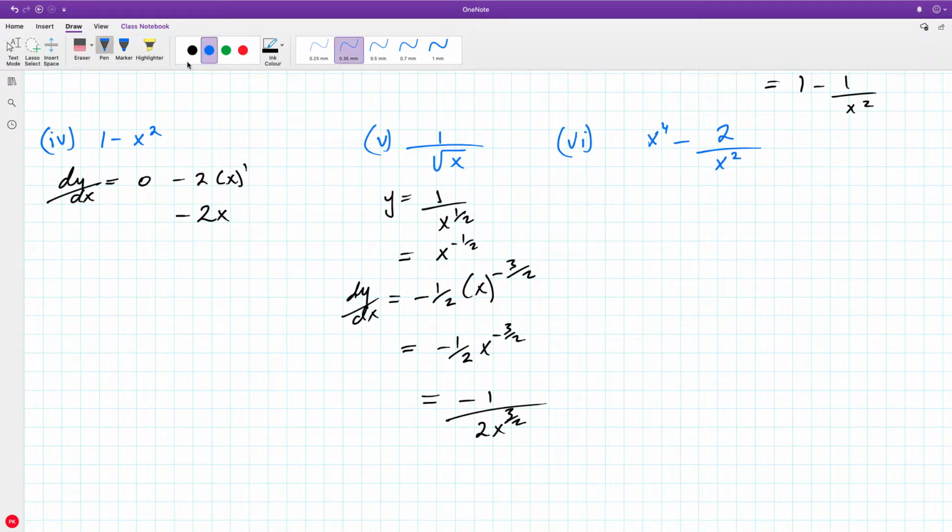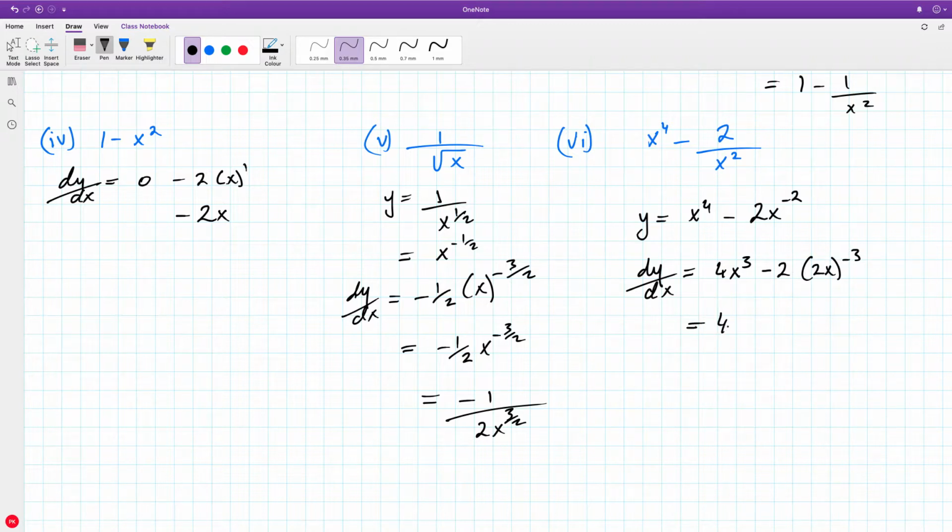So, y is equal to x to the power of 4 minus 2x to the power of minus 2. dy dx is equal to 4x cubed minus 2 times 2x to the power of minus 3, which is 4x cubed plus 4 times x to the power of minus 3, which is equal to 4x cubed plus 4 over x cubed. Yeah? Right. Bit of product rule.